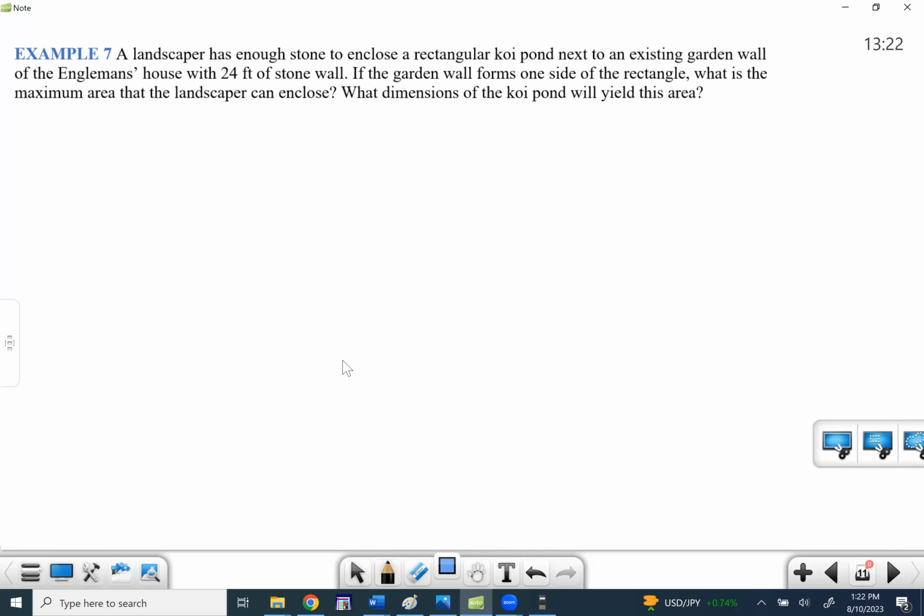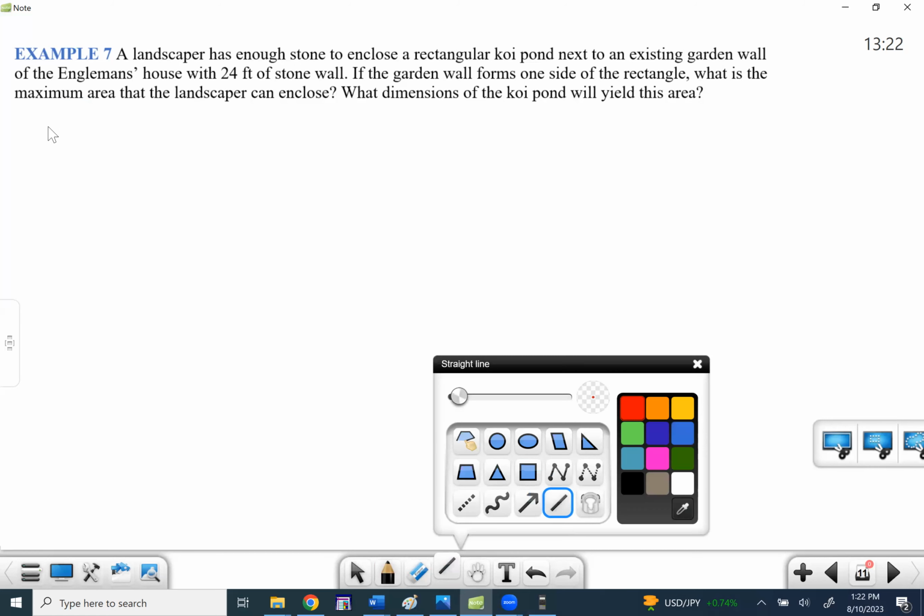All right, a landscaper has enough stone to enclose a rectangular koi pond next to an existing garden wall of the Engelmann's house with 24 feet of stone wall. If the garden wall forms one side of the rectangle, what is the maximum area that the landscaper can enclose? What dimensions of the koi pond will yield this area?